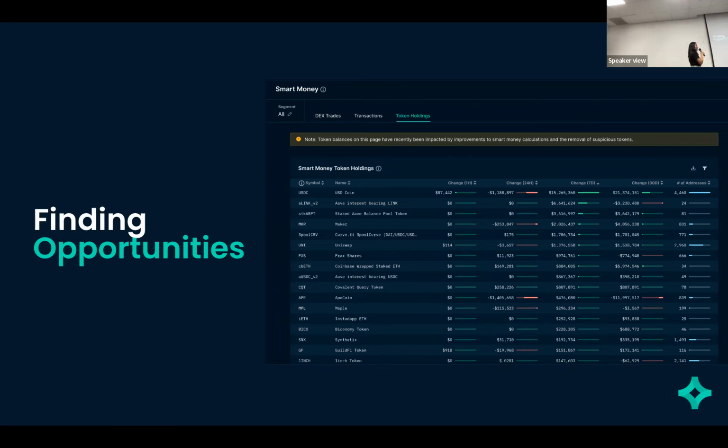So maybe if you just want to see what smart money is aping into these days, then you can look at the change over 24 hours and stuff like that. And I think we have a repository of over 200 million wallets. So I think there's definitely a lot of alpha in there.